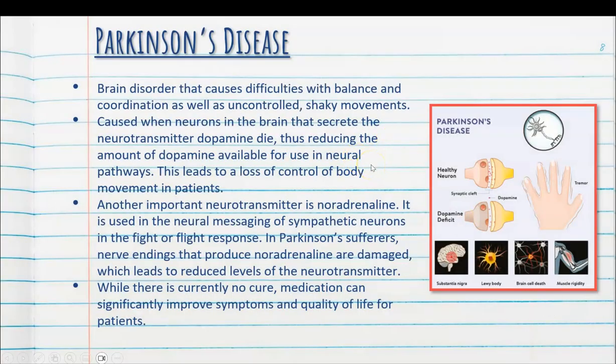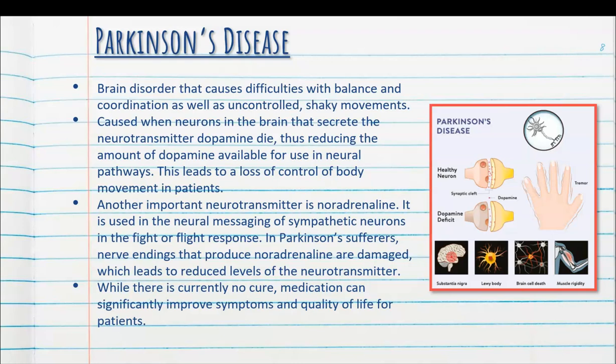Okay, Parkinson's disease. So this is a brain disorder that causes difficulties with balance and coordination, as well as uncontrolled shaking movements. So Parkinson's disease is caused when neurons in the brain that secrete dopamine, our neurotransmitter, actually die, thus reducing the amount of dopamine available for use in neural pathways. So we know that dopamine is responsible for us feeling good, and it's part of our reward system or pleasure system that we feel in terms of emotional control, but we also know that dopamine is responsible for movement.